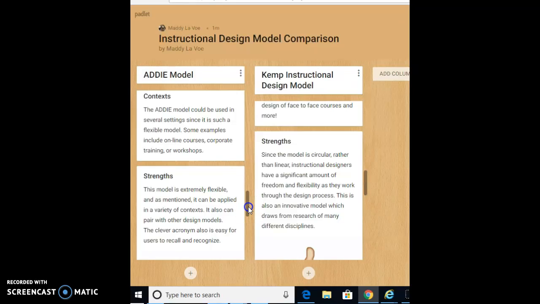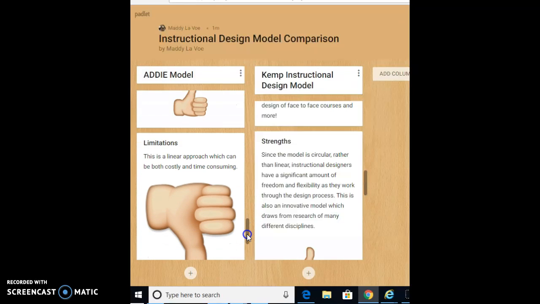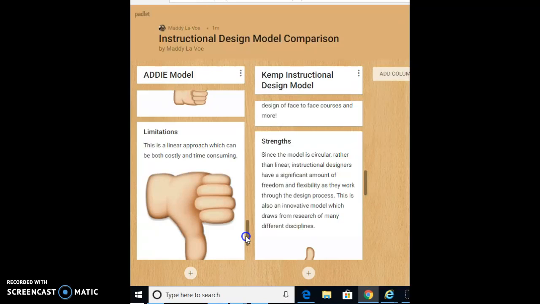Now for the weaknesses of the model, or the limitations. So with the ADDIE model, it is a linear approach, which can sometimes be costly and time-consuming. But again, it can be really helpful for people just starting out.